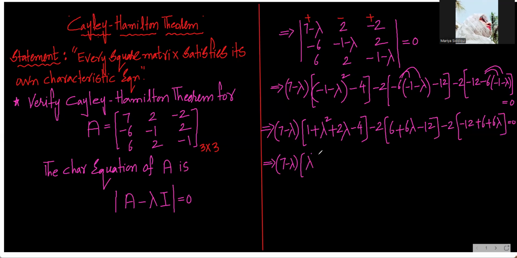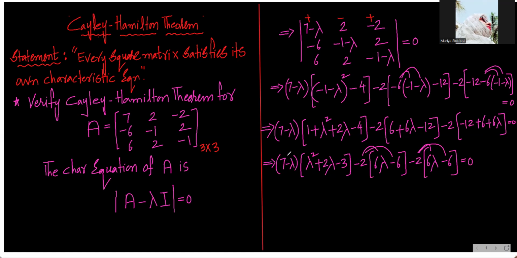Lambda square plus 2 lambda, and it is minus 4 plus 1, which is minus 3 here. This is minus 2 into, the way I am multiplying, just see this one: 6 lambda, first the lambda value, then minus 12 plus 6 becomes minus 6 only, equal to 0. Now this one we have to multiply, and this one also. 7 will multiply with each and every term of these three.